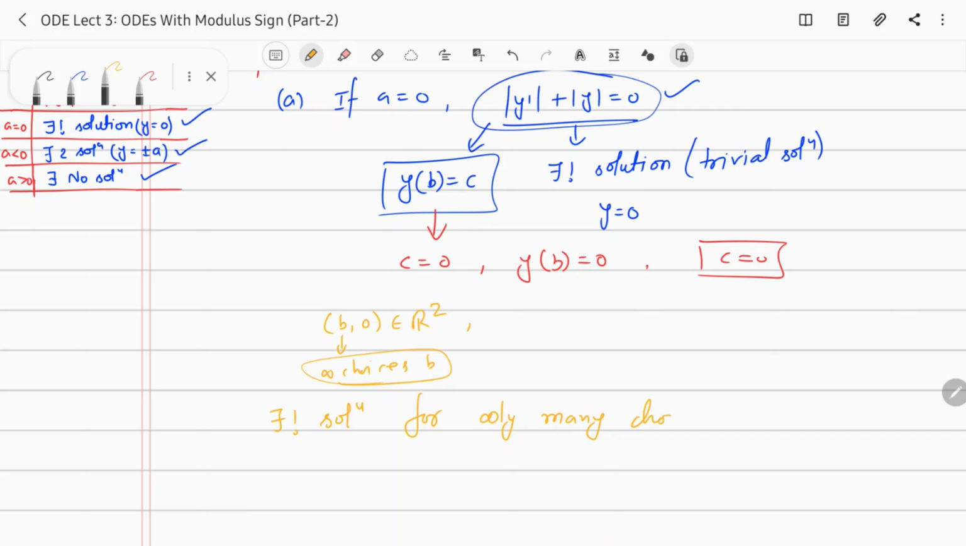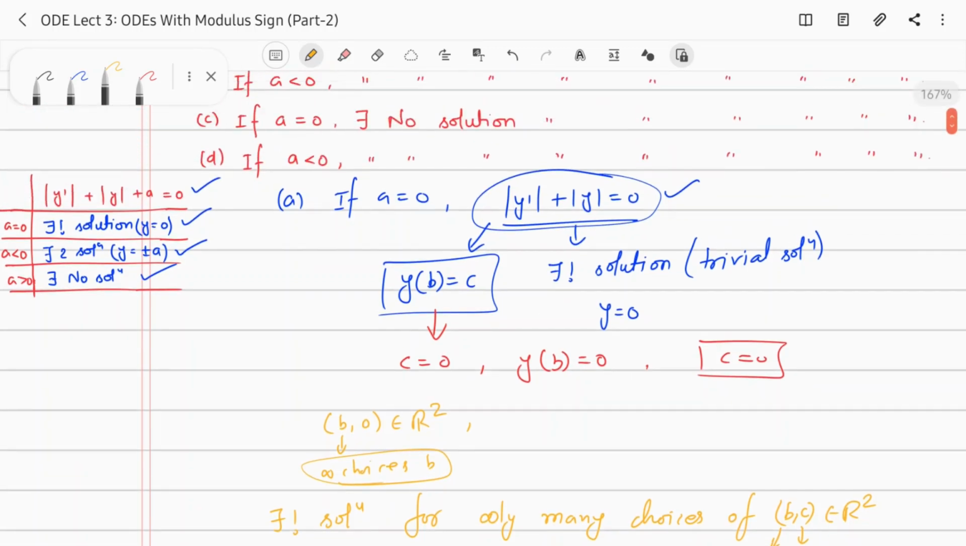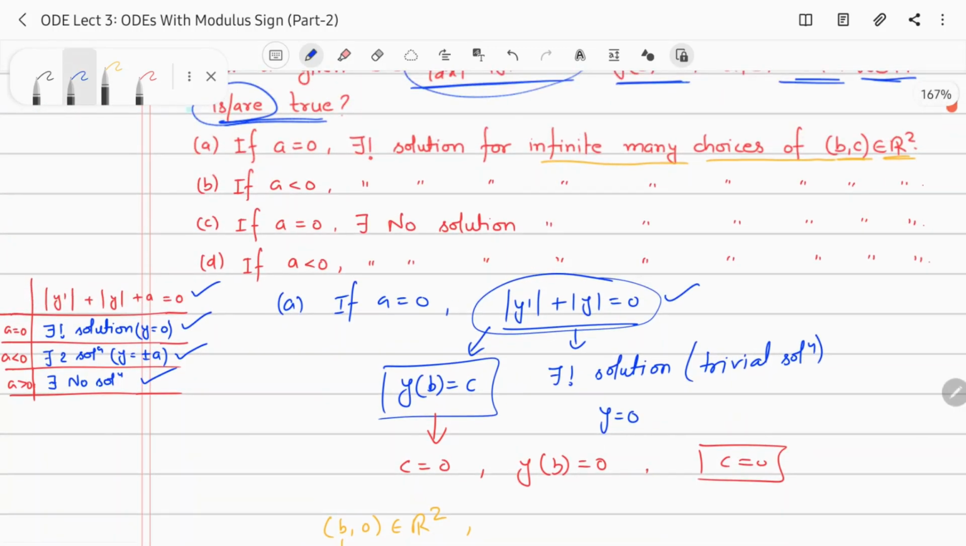So we can say that there exists a unique solution for infinitely many choices of (b, c) belonging to R square, because I am just taking c equal to 0 and b still has infinite choices. That is why we will say that option A is correct, right?